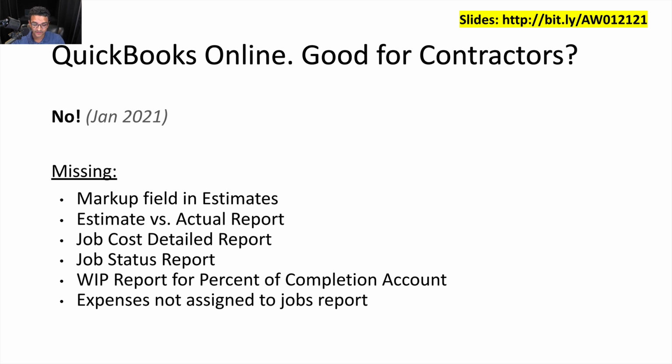We're also missing something that QuickBooks Enterprise has, which is the WIP report, the work in progress report, that allows me to calculate the percentage of completion. That's a really big issue to me, especially for larger construction companies that want accrual-based accounting. And then there isn't an expenses not assigned to jobs report, something where I can quickly identify which potential jobs are missing the customer.